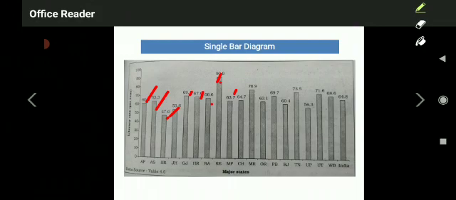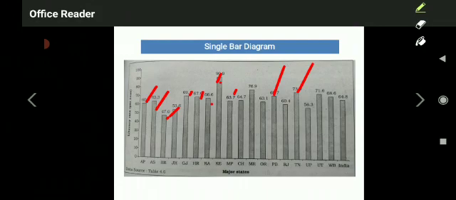The height of the rectangle explains the maximum level of literacy rate of that particular state, and the bottom of that rectangle explains the lower percentage of literacy rate of that particular state. Okay, so with the help of the height and width of the rectangles we can understand the exact or accurate literacy rate of that particular state.